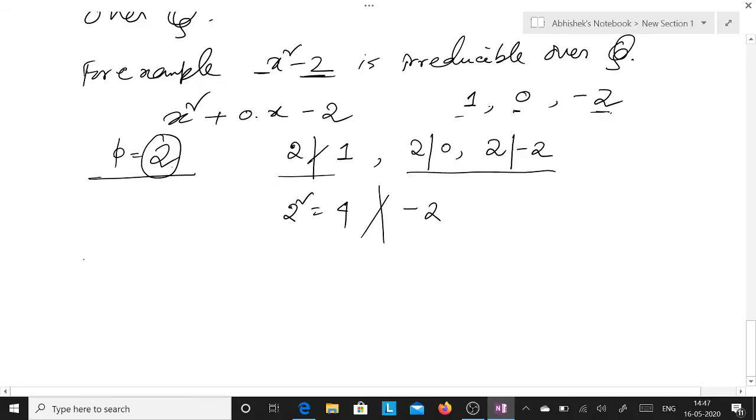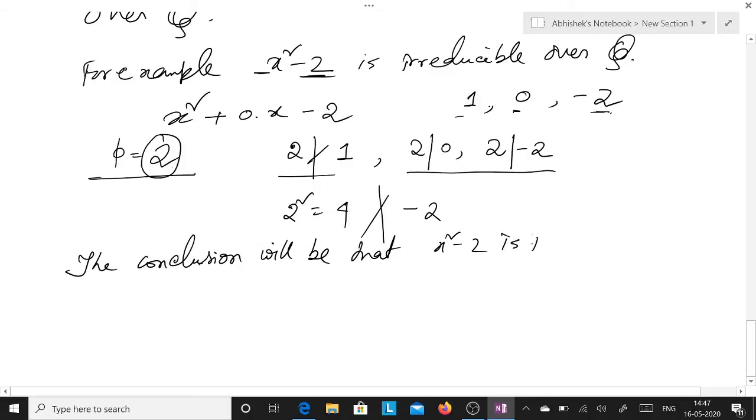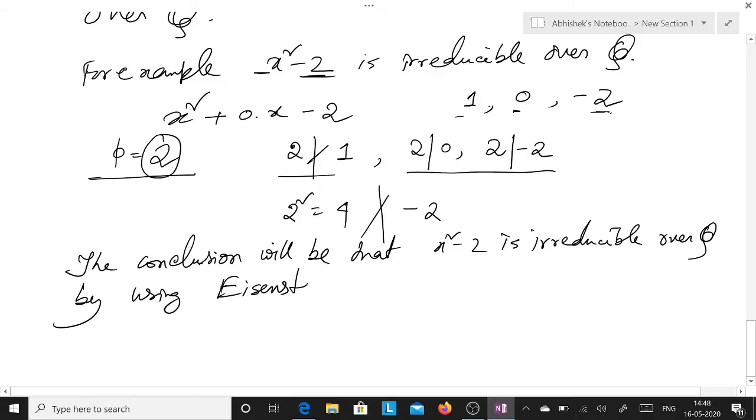And the conclusion will be that x square minus 2 is irreducible over Q by using Eisenstein criteria.